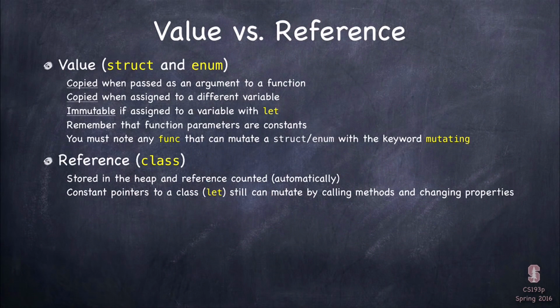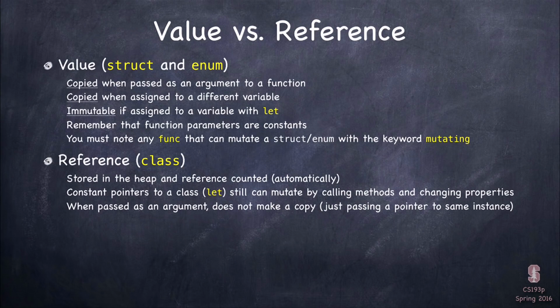Let's see, constant pointers. If you have a constant pointer to a class, obviously it's a pointer, so you're still mutating it, right? It's not like a struct where if I say var y equals x and then I add something to y, it doesn't modify x. If I say var y equals x and they're classes, then if I send a message to y, it's sending a message to x because they're the same thing, right? That same thing lives in the heap. There's no copying. So all let means is that the pointer is not going to change. It doesn't mean what the pointer points to won't change. Obviously, so when you pass a pointer to a class as an argument, it does not make a copy. It's just passing a pointer.